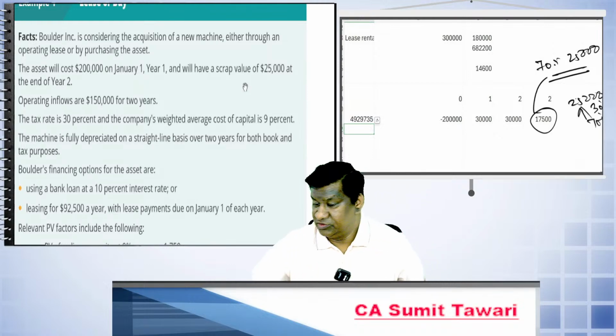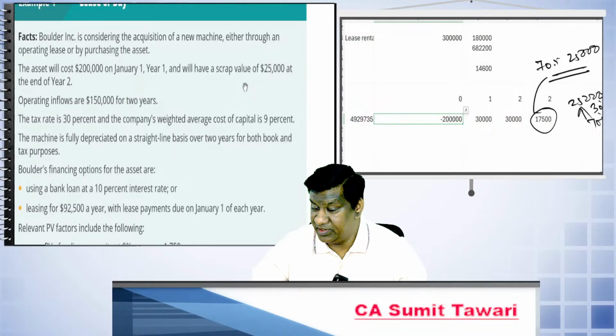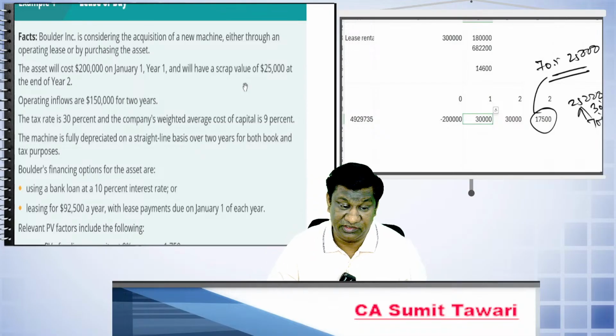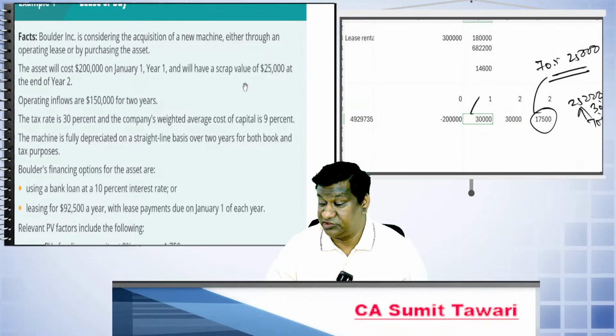Yeah, okay, so what I did, again I'll explain. 200,000 is my initial investment, and then 30,000 is basically the depreciation. I mean, how I calculate is 1 lakh each year depreciation. Okay, tax shield on depreciation.